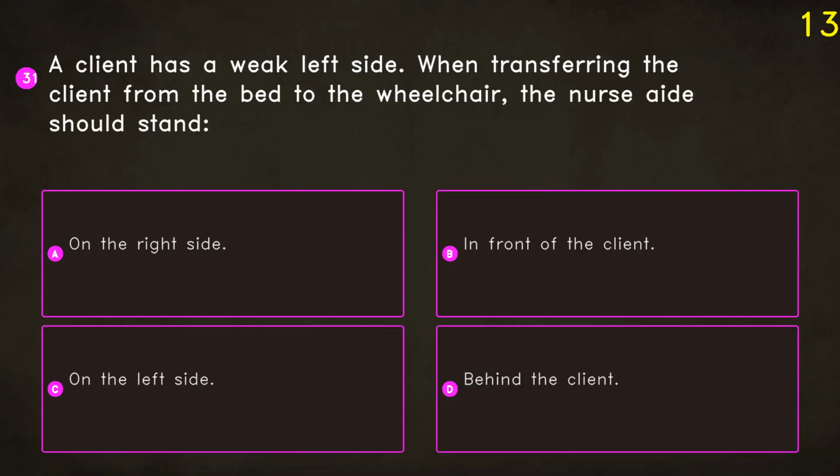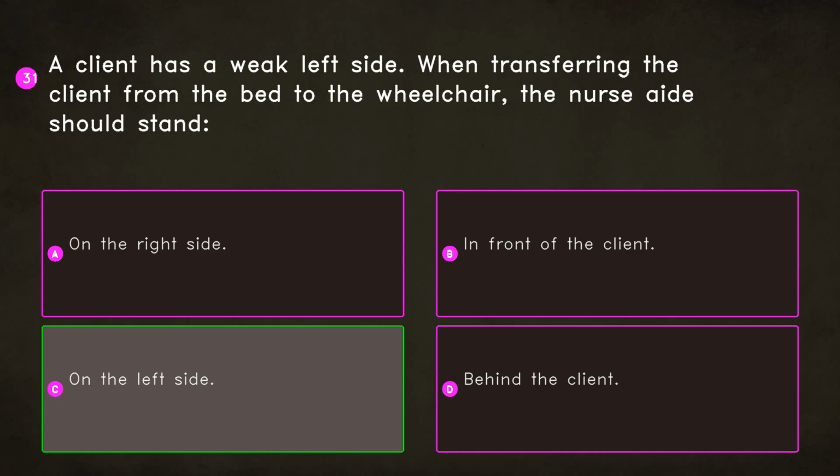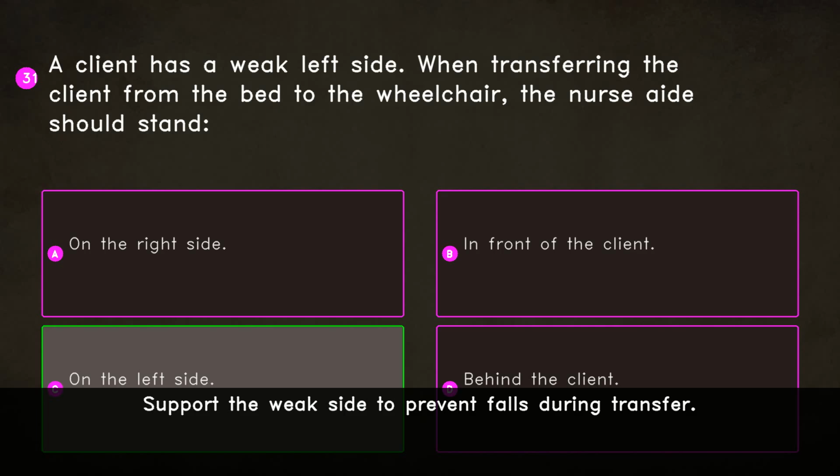Question 31. A client has a weak left side. When transferring the client from the bed to the wheelchair, the nurse aide should stand A. on the right side, B. in front of the client, C. on the left side, D. behind the client. The correct answer is on the left side. Support the weak side to prevent falls during transfer.